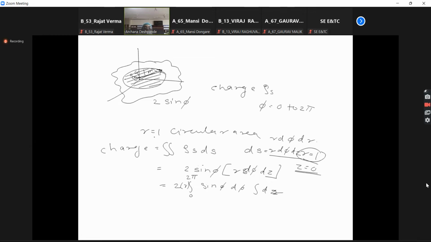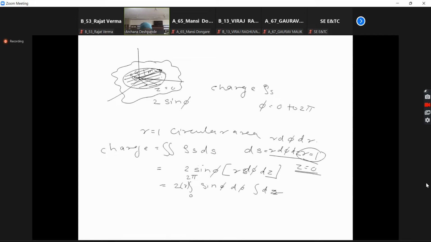But where is this surface? It is on the floor, and the floor is z is equal to 0. So any point you take on this surface will have z value 0, but any point will have a different radius. The radius of this point will be different, and of this point will be different. So the radius will be different. What is given to you is that the limit of r is 0 to 1.